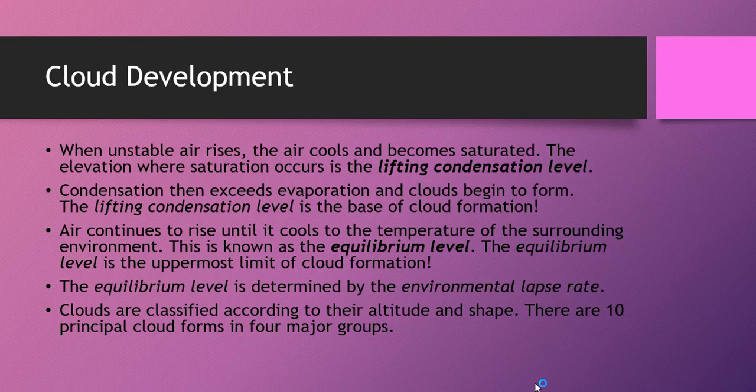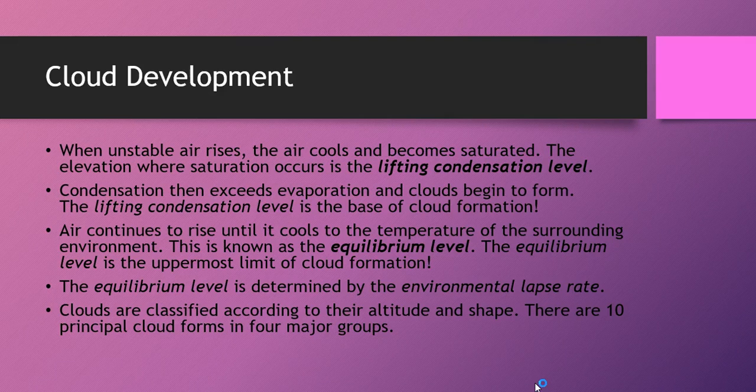That air will continue to rise until it reaches a point where the temperature around it is equal to the temperature of the air, and then it'll stop rising. That point's known as the equilibrium level. This is the uppermost limit of cloud formation. The equilibrium level is determined by the environmental lapse rate. It's determined by how quickly the air temperature decreases with respect to height.